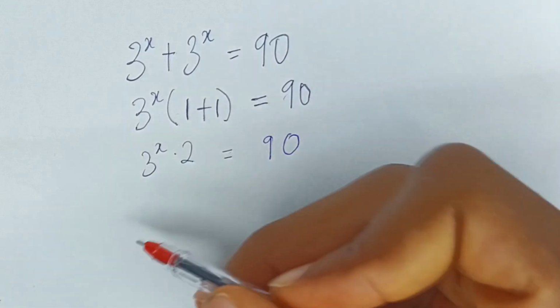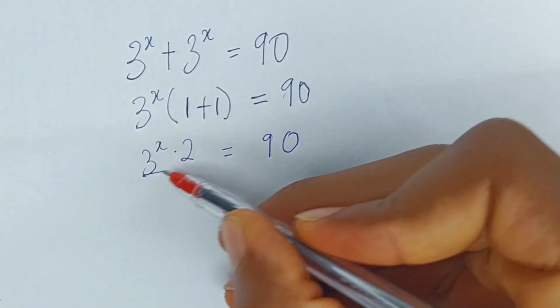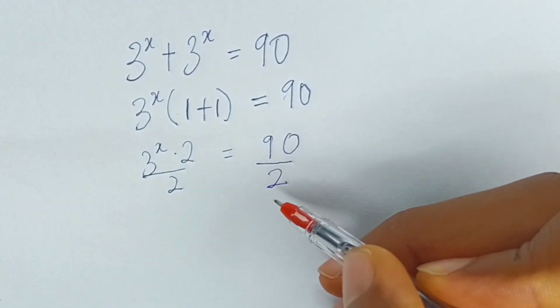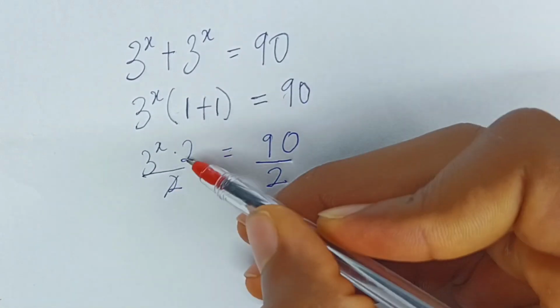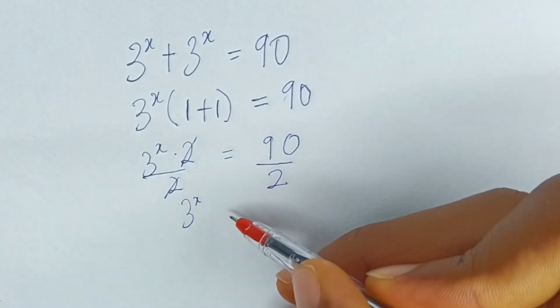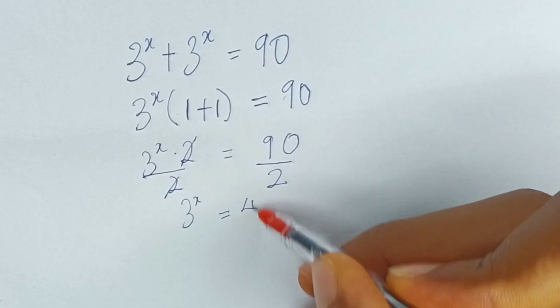Okay, now dividing both sides by 2 will be the best option to do here. So we can divide this side by 2 and divide this side by 2. 2 can take 2, so what remains for us is 3 raised to the power x. Okay, and this is equal to 90 divided by 2, which is 45.